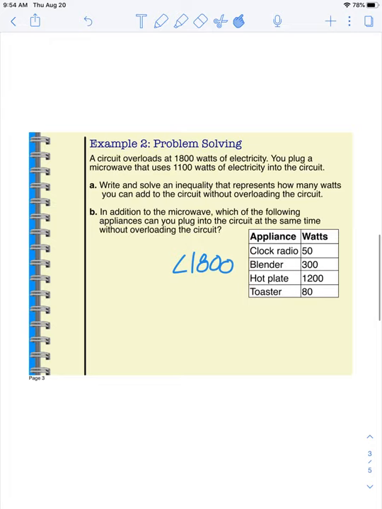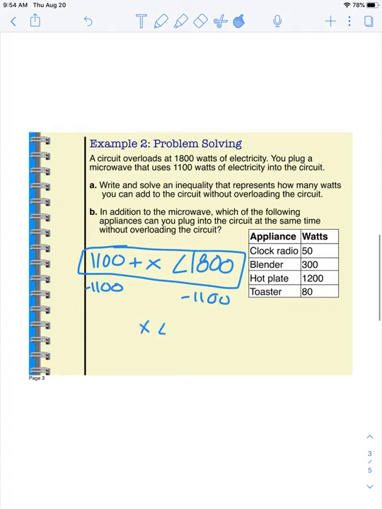I don't want to risk overloading the circuit, so less than 1800. You plug a microwave in that uses 1100. So you're already using 1100 plus x. So whatever you add to that still has to be less than 1,800. So that's part A, which we're actually supposed to solve too. So if we subtract 1,100 from both sides, I'm left with x has to be less than 1,800 minus 1,100, which is 700. X has to be less than 700.